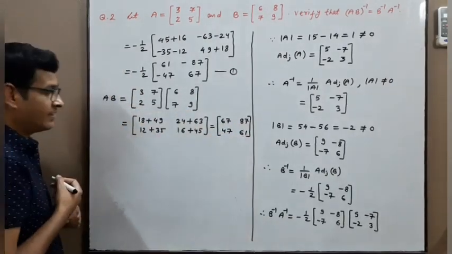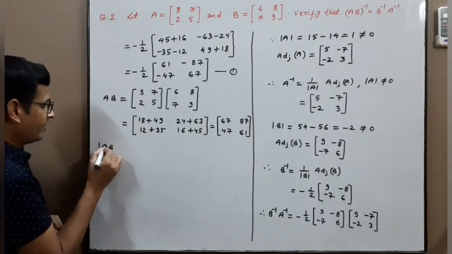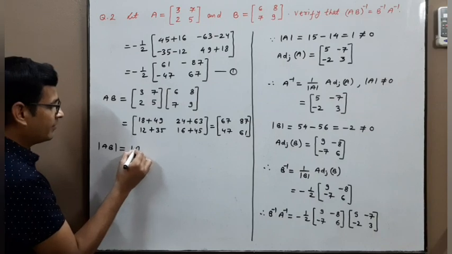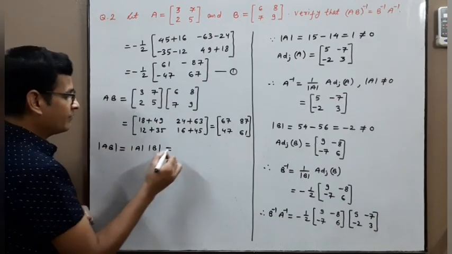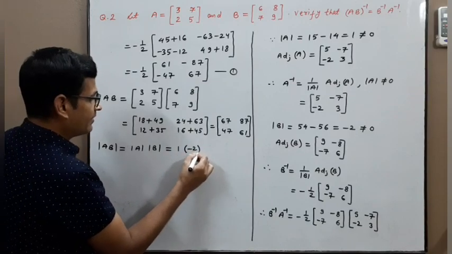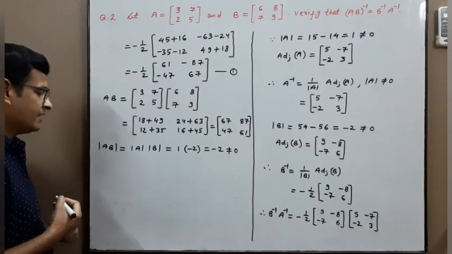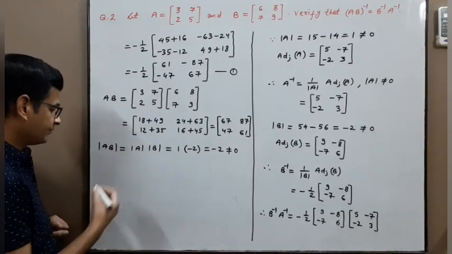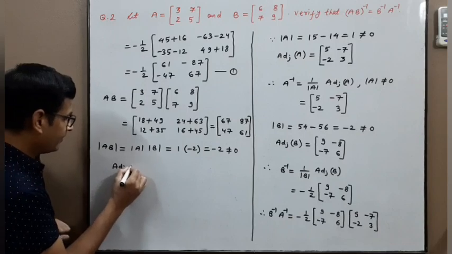So this is AB. Now find determinant AB. Determinant AB is equal to determinant A into determinant B. Determinant A is 1 and determinant B is minus 2, equal to minus 2, not equal to 0. Means inverse of AB exists. Now find adjoint AB.